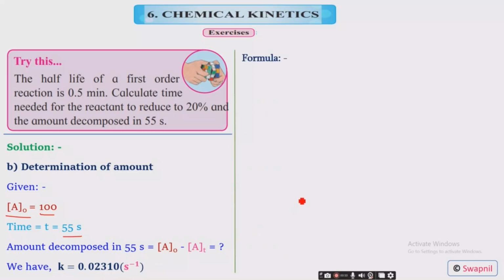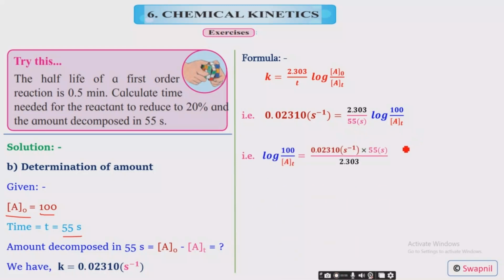Now again we have to use the formula, that is K is equal to 2.303 divided by T log of concentration of A0 divided by concentration of A t. By substituting the values we get 0.02310 second inverse is equal to 2.303 divided by 55 seconds log of 100 divided by concentration of A t. Now rearranging we get log of 100 divided by concentration of A t is equal to 0.02310 second inverse into 55 seconds divided by 2.303. Now we have to solve this part by using log.